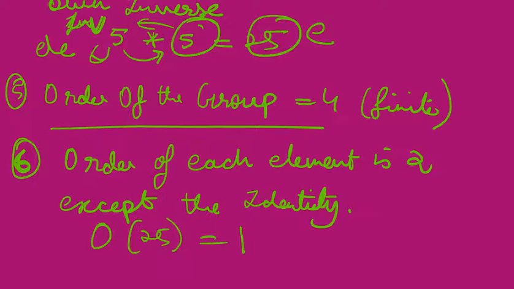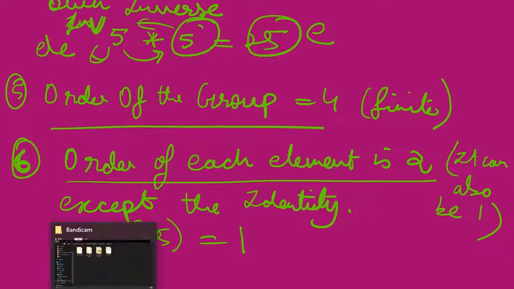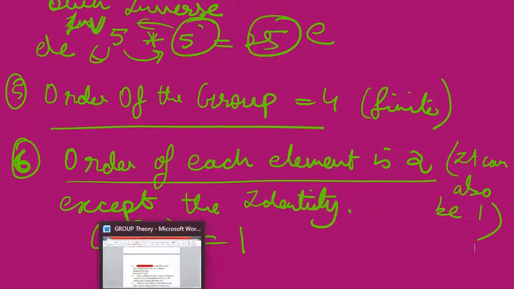Now, what we need to show in the next part is that the order of the elements in the group can be 1 or 2. I have written that the order of the element is 2, but it can also be 1 or 2. It can also be 1.